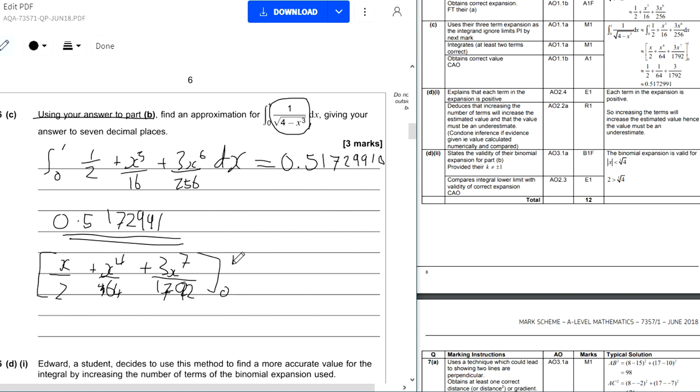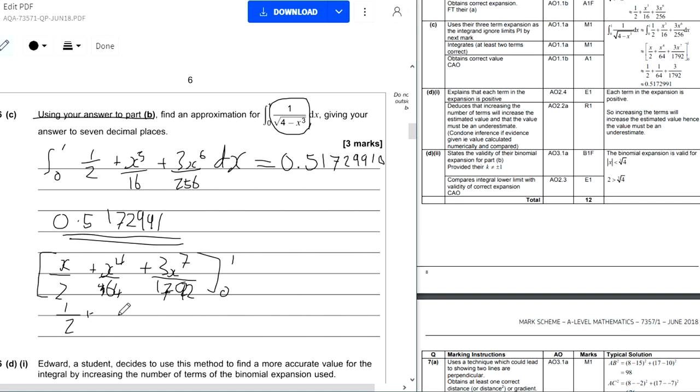Between 0 and 1. Whenever I have these, you could substitute 1 and then take away when you substitute 0. One thing to notice here is whenever it's 0, it's just going to be 0 anyway, so you can just substitute 1, which will just make it so much faster.